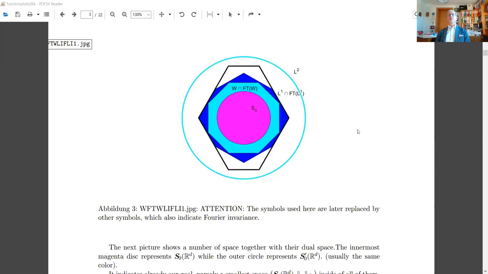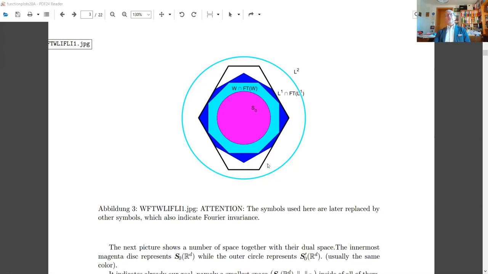This dark blue area, of course, is Fourier invariant. You are allowed to rotate it by 90 degrees. But I also see that on the outside, you would have what was the yellow area before. So the blue is inside L1 with C0.